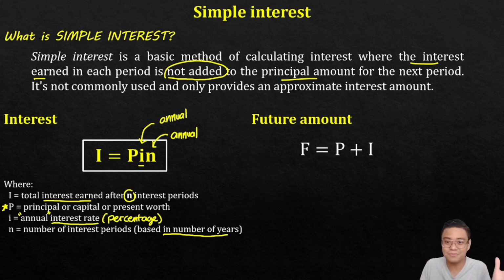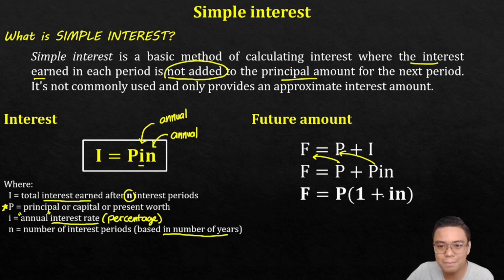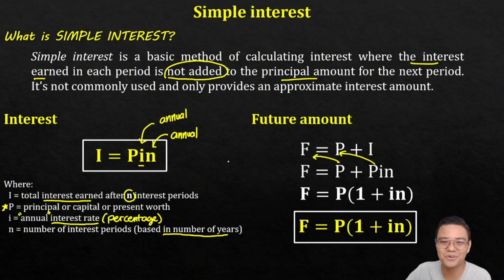And if you try to look at the formula, it's not that hard. In fact, I know you can memorize this one right now, right? But anyway, let me just continue. So F is equivalent to P plus I, where I is PIN, right? P-I-N, and we can factor out yung P natin outside, right? We can factor this one out. So that will be what? P quantity 1 plus I times N, or this will be our second formula.